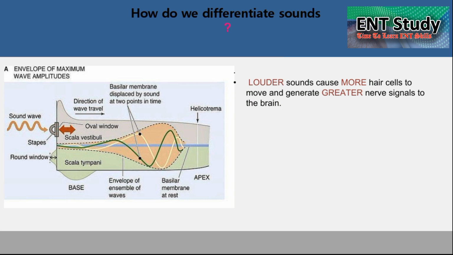And how do we differentiate sound? Our ability to differentiate sounds of different loudness and pitches depends upon the ability of the basilar membrane to respond differently to different amplitudes and frequencies. Louder sounds cause more hair cells to move and generate greater nerve signals to the brain.